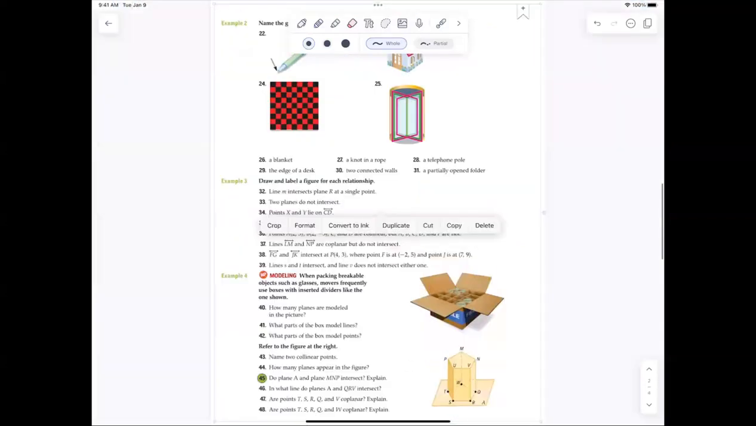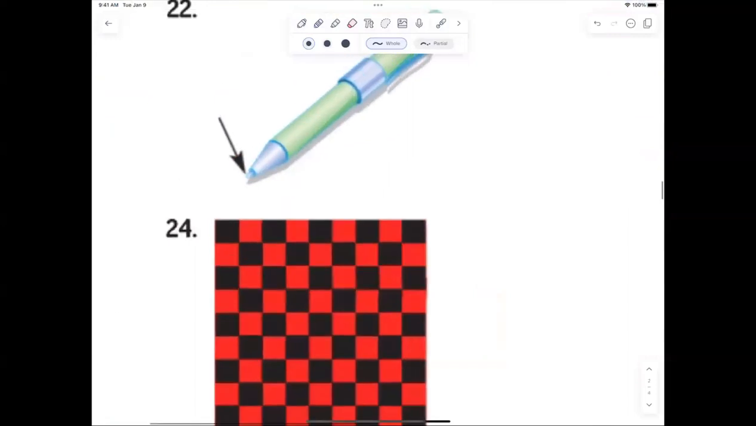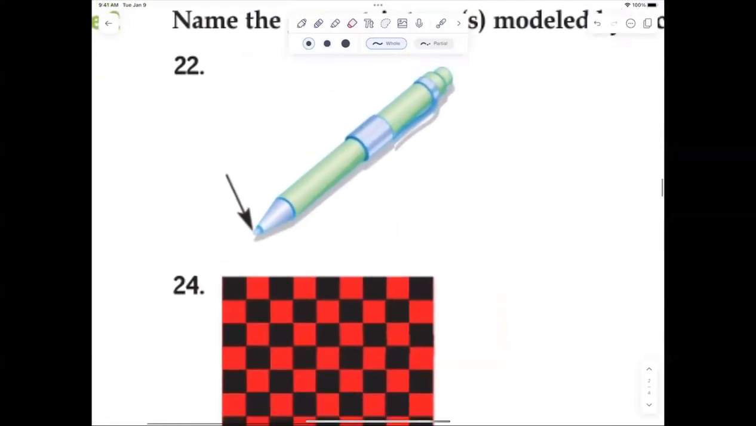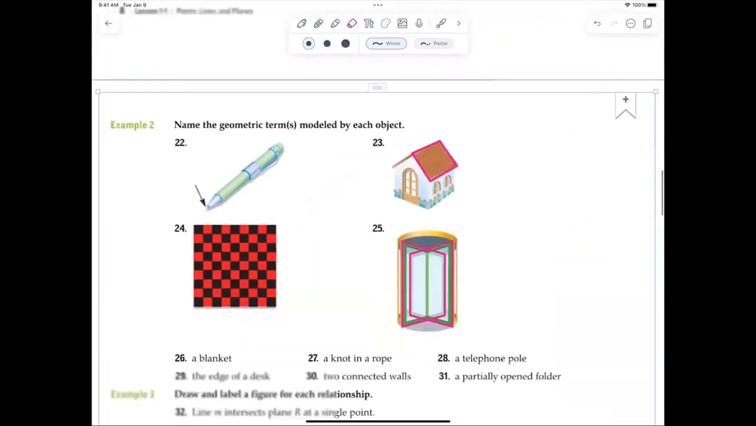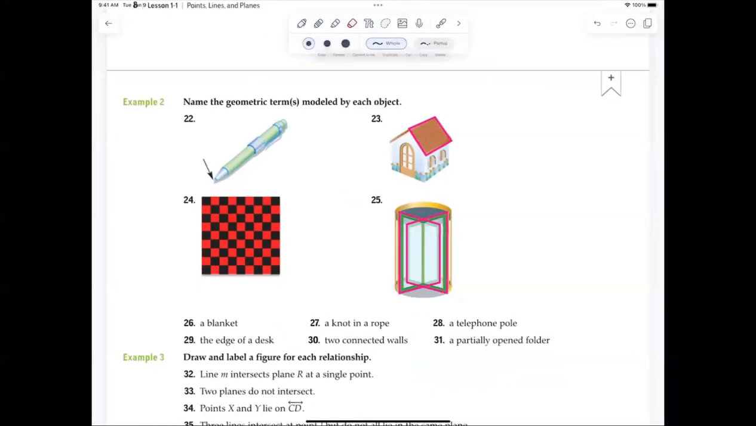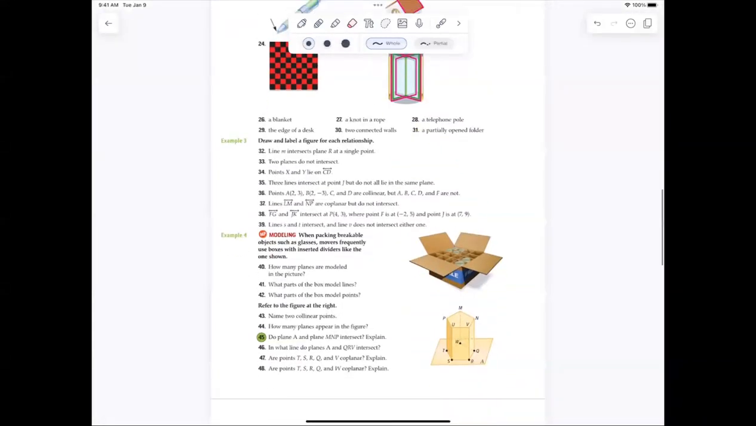All right, Ava, just to make sure I'm not crazy, look at number 22. What would you call the tip of that pen? Okay, do not say a square. Wow, ball points. Imagine that. That's why they could be a triangle.